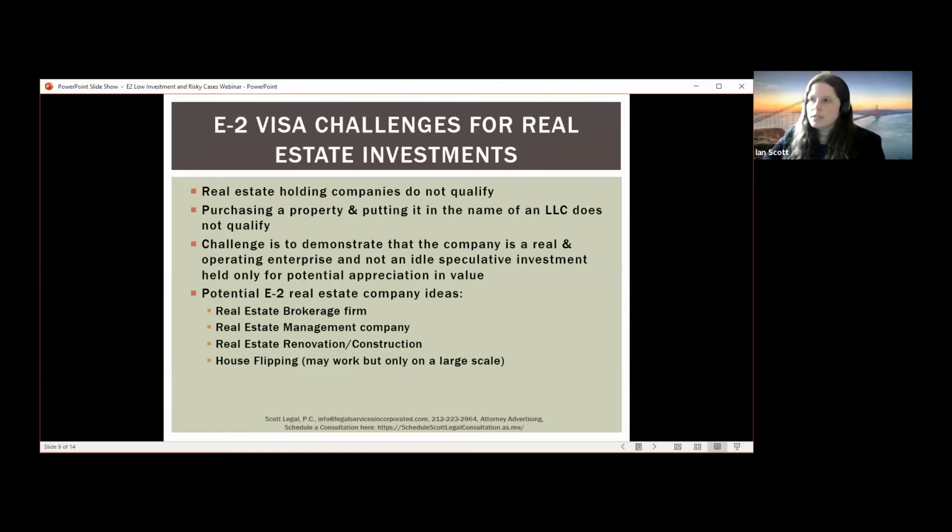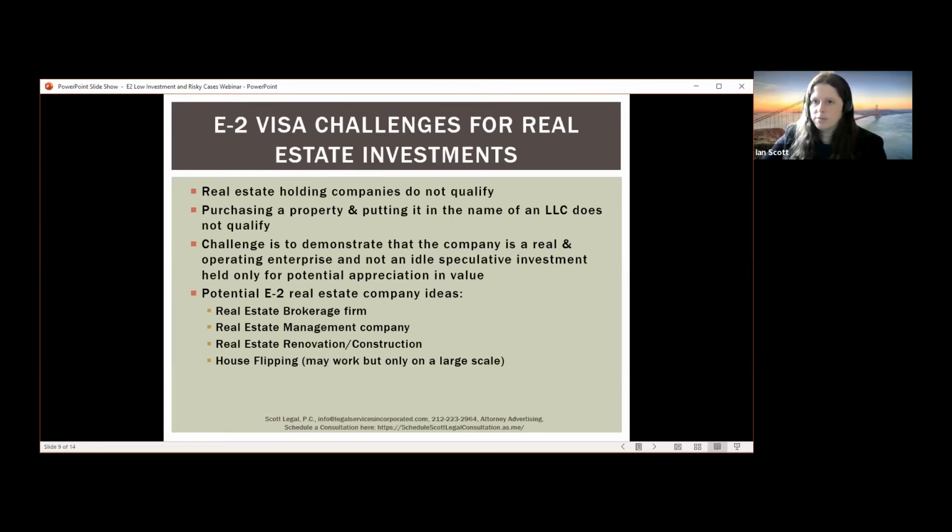So let's talk about some E-2 visa challenges for real estate investments. This webinar is about E-2s for low investment amounts and risky cases, and real estate companies are generally quite risky as E-2 ventures. A big challenge for these types of cases is that a lot of consulates and U.S. Citizenship and Immigration Services are going to scrutinize the enterprise more closely to ensure it's an active company and not just passive real estate ownership, or flipping homes on a small scale.